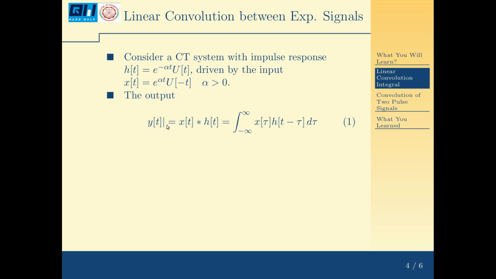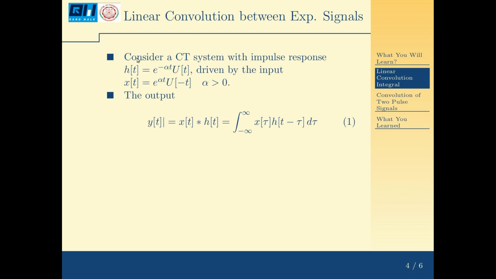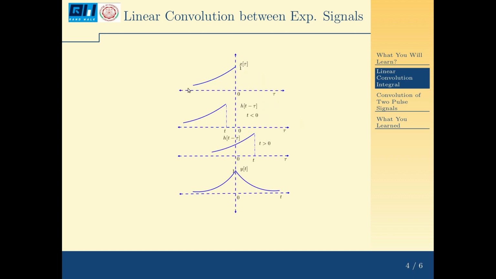Now the output of the system y(t) will be x(t) convolution h(t), that will be the integral from minus infinity to infinity of x(tau) h(t minus tau) d tau. Now if you look at this signal, this is your x(tau). What is your x(t) signal? x(t) is e raised to alpha t u(minus t). So x(tau) will be e raised to alpha tau u(minus tau). So this is the tau axis, and this is e raised to alpha tau.